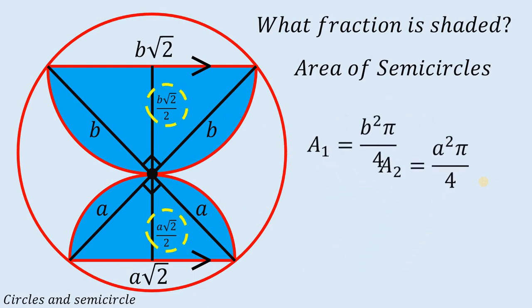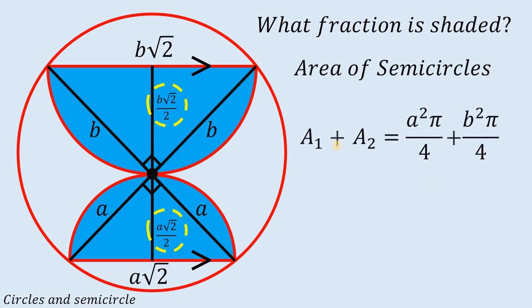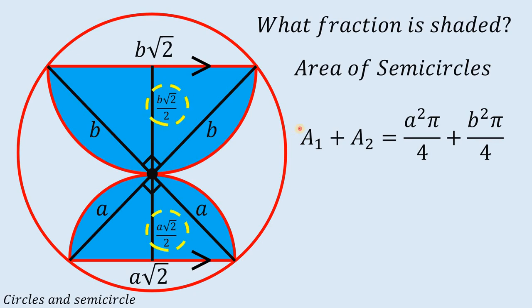Now, we are interested in the sum of the areas of these two semicircles. So, let's add them. We have a sub 1 plus a sub 2. This is the area of the big semicircle and the small semicircle. And their sum must be equal to a squared pi over 4 plus b squared pi over 4.